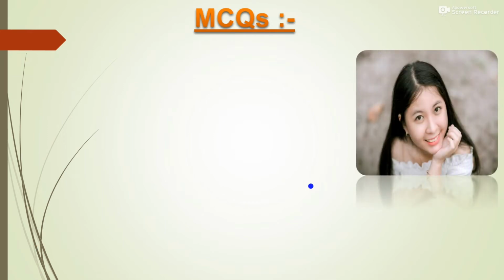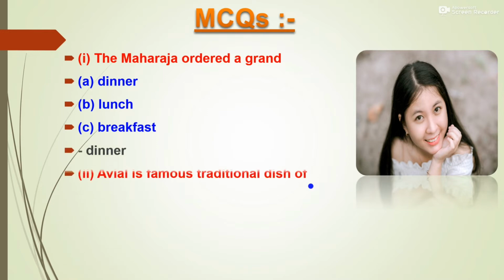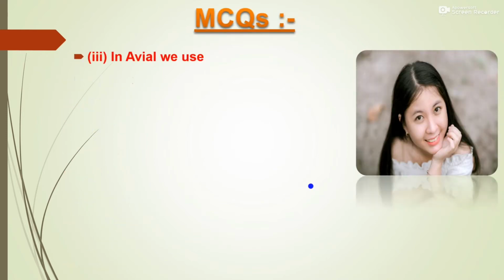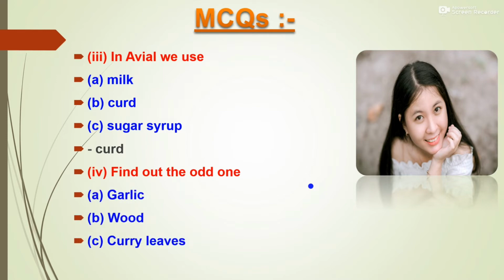Now we will discuss some multiple choice questions. There will be four options for each question. The Maharaja ordered a grand dinner, lunch, or breakfast? So it will be dinner. Avial is a famous traditional dish of Tamil Nadu, Kerala, or Maharashtra? It will be Kerala. Next question. In Avial we use milk, curd, or sugar syrup? We use curd. Find out the odd one: garlic, wood, curry leaves. Garlic and curry leaves are masala items, but wood is not. So wood is the odd one out.